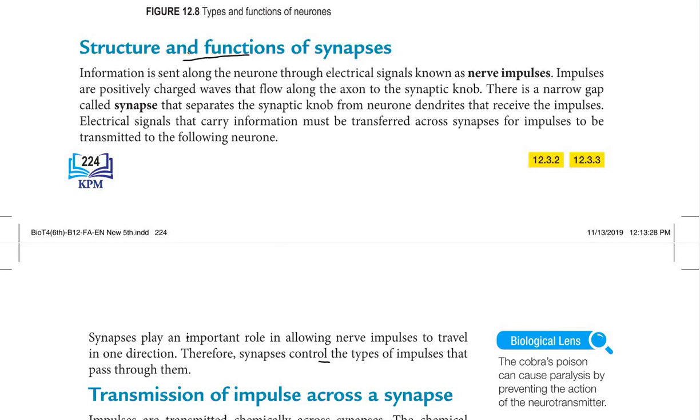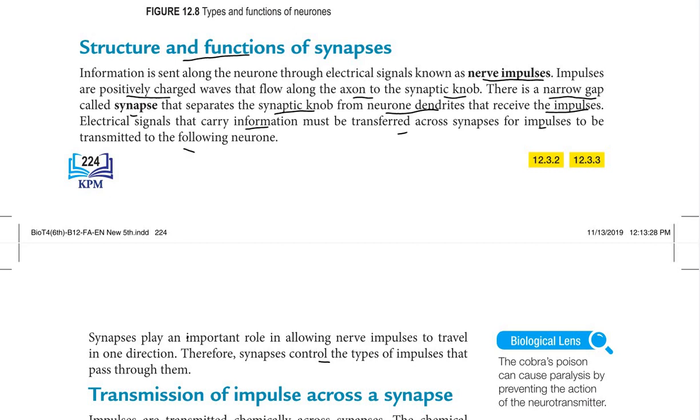Structure and functions of synapse. Information is sent along the neuron through electrical signals known as nerve impulses, which are positively charged waves that flow along the axon to the synaptic node. There is a narrow gap called synapse that separates the synaptic node from neuron dendrites that receive the impulses. Electrical signals that carry information must be transferred across synapse for the impulse to be transmitted to the following neuron.